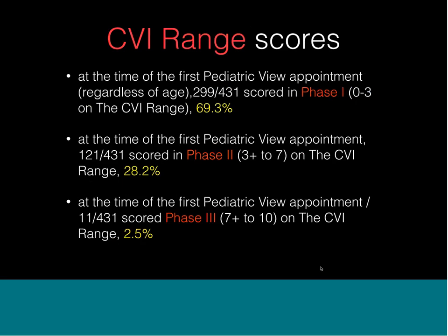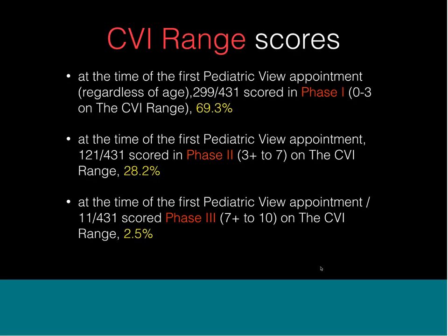I'm almost done with this, and I have one more thing I want to show you, so I'm going to rush through this. The CVI range scores at the time of the first pediatric view appointment, regardless of age, are probably the most important two slides. 299 of the 431 children scored in phase one, or 69%, and that's regardless of age. So whether they were 15 or 15 months old. At the time of the first pediatric view appointment, 121 scored in phase two, which is above 3 to 7, which means they have more functional vision.